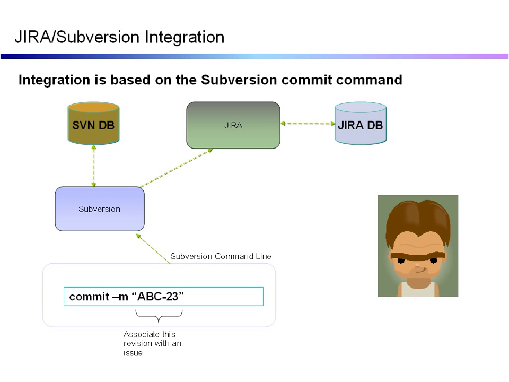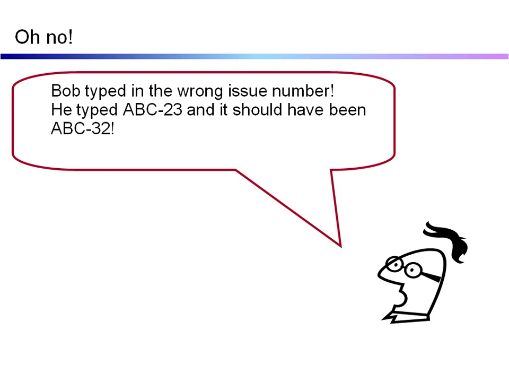Periodically, Jira will look at the Subversion database for new commits, parse those lines, and see if there's any text on there that is an issue number in Jira. Oh no, something bad happened. Bob typed in the wrong issue number. He typed in ABC23 and it should have been ABC32.